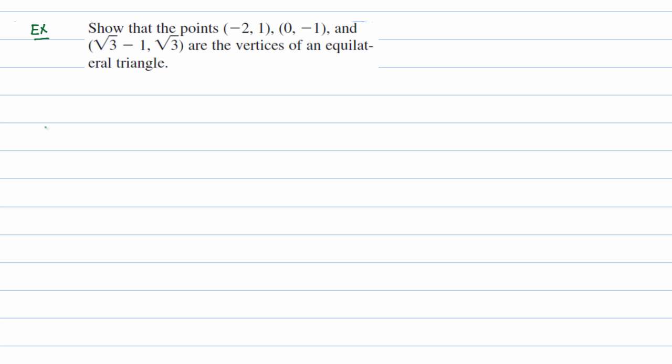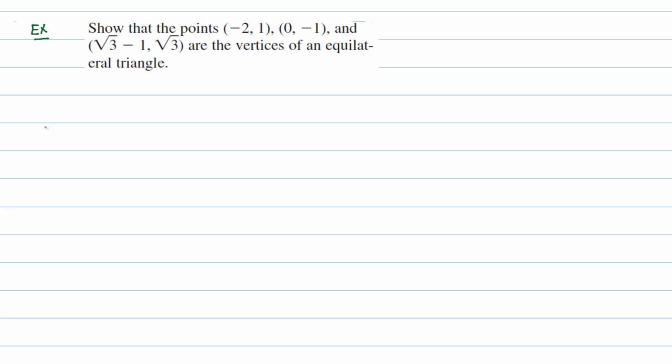So knowing that we're going to come back to that problem in a future lecture when we talk about midpoints, let's go ahead and move on to the last, more advanced example I have here. Show that the points (-2, 1), (0, -1), and (√3 - 1, √3) are vertices of an equilateral triangle.